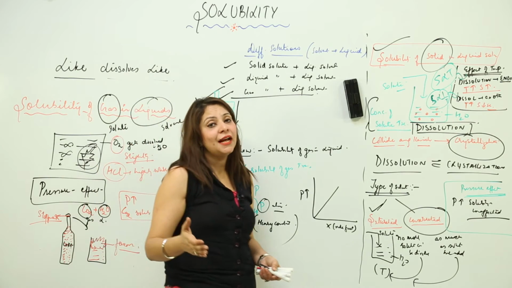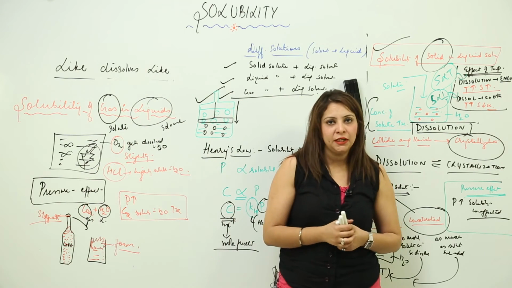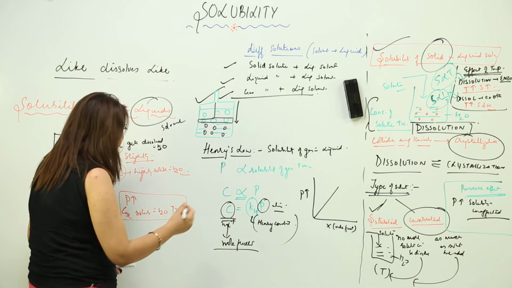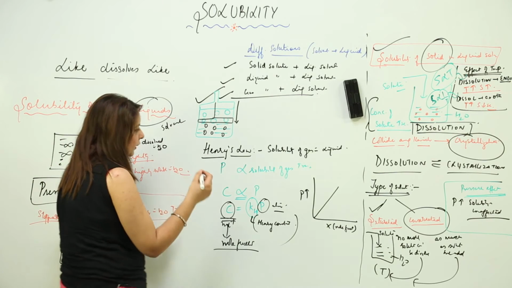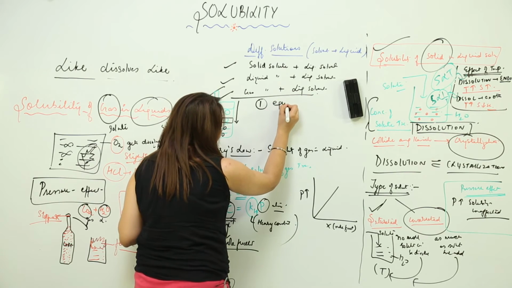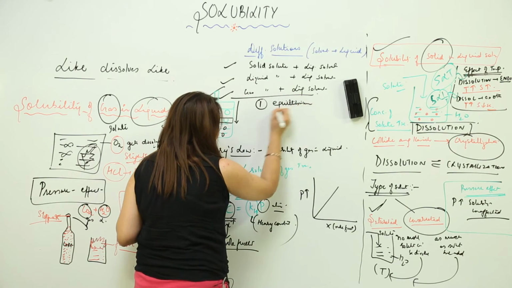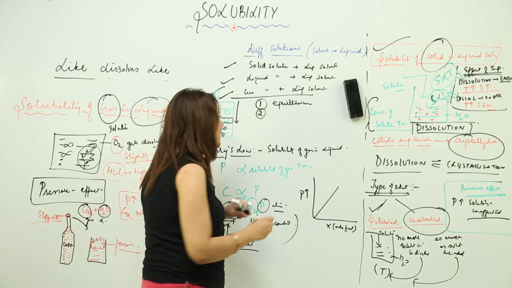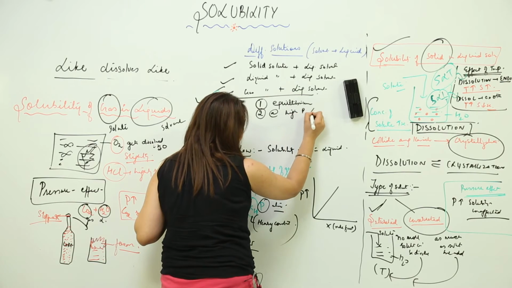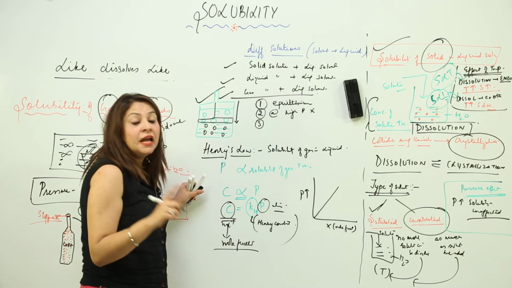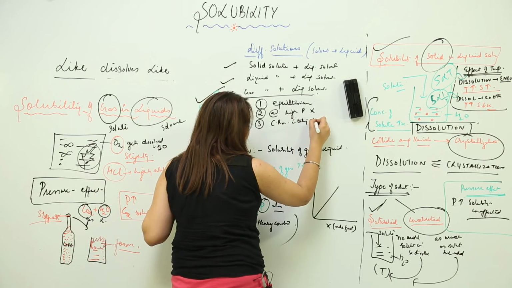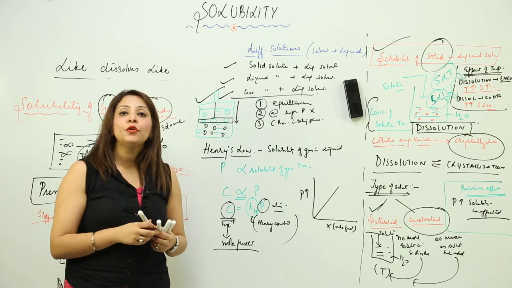You have to keep in mind under what conditions Henry's law is applicable. I am going to write them up, and you also write them in your copies. It is applicable only at the condition of equilibrium. Second, it is not applicable at high pressure. And moreover, it is not applicable where a chemical reaction is taking place, because when a chemical reaction is taking place, it leads to the formation of some other compound.